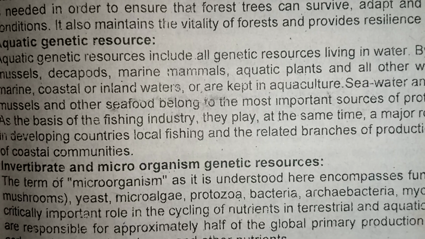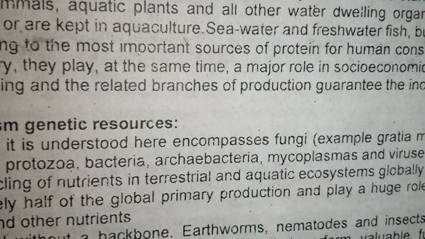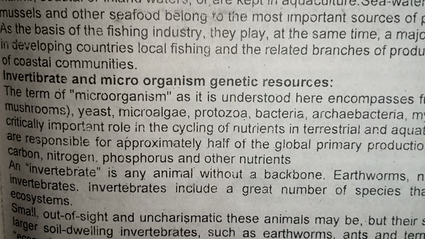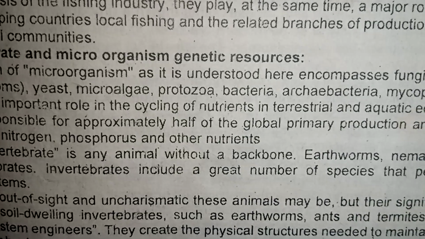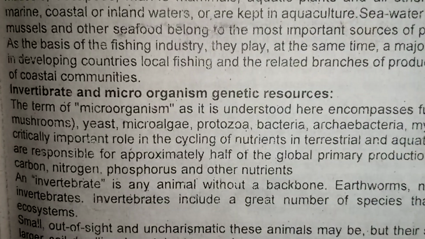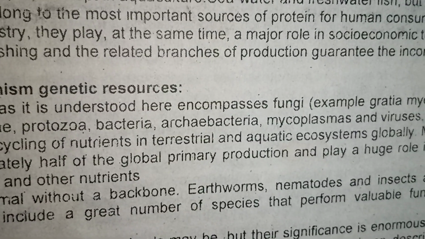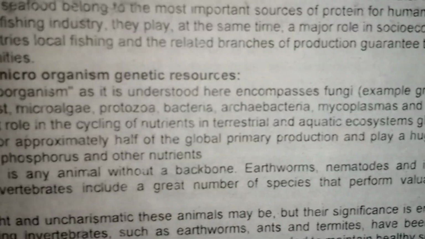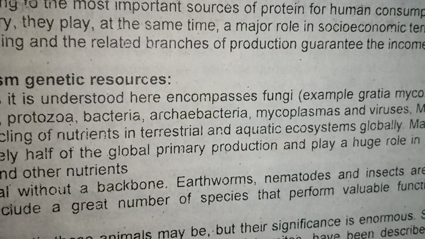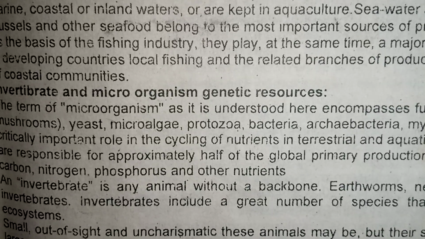Invertebrate and microorganism genetic resources. The term microorganism as it is understood here encompasses fungi, for example mycorrhizae, edible mushrooms, yeast, microalgae, protozoa, bacteria, archaebacteria, mycoplasmas, and viruses. Microbes play a critically important role in the cycling of nutrients in terrestrial and aquatic ecosystems globally. Marine microbes are responsible for approximately half of the global primary production and play a huge role in the cycling of carbon, nitrogen, phosphorus, and other nutrients.